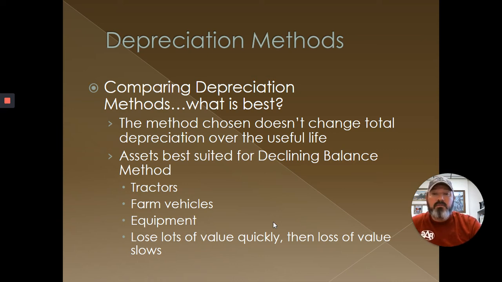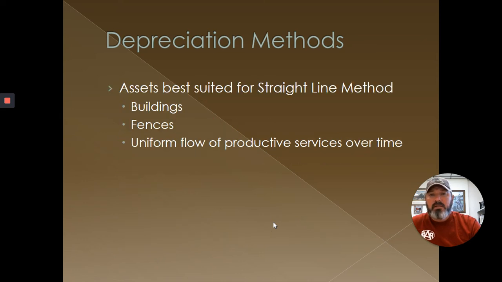There are some assets that are suitable for the declining or double declining method. Like I said, tractors, farm vehicles, pickup trucks especially, and equipment lose a lot of value quickly, and then that loss of value tends to level off. Other assets, like a cow, tend to lose value at a much more level rate. Things that fit the straight line method are buildings and fences. As long as you maintain upkeep on them, they lose value at a very even, linear rate going down.